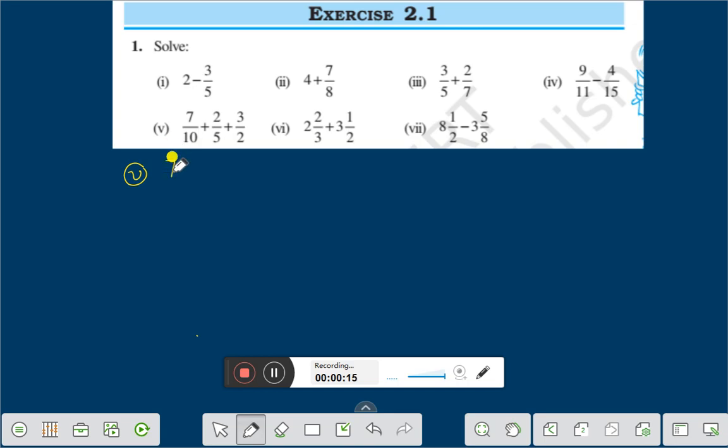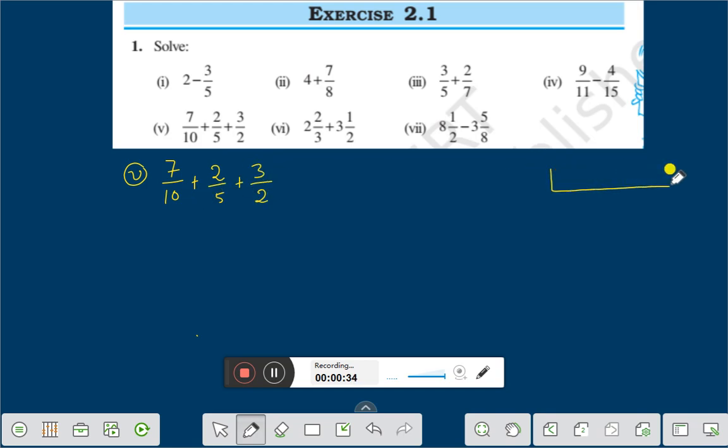7 by 10 plus 2 by 5 plus 3 by 2. Find the LCM of 10, 5 and 2.